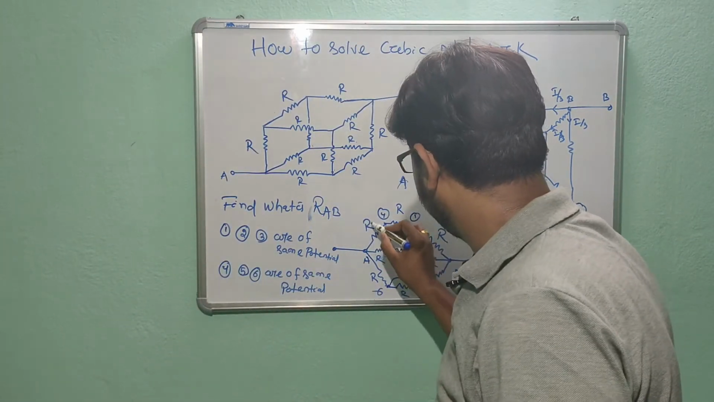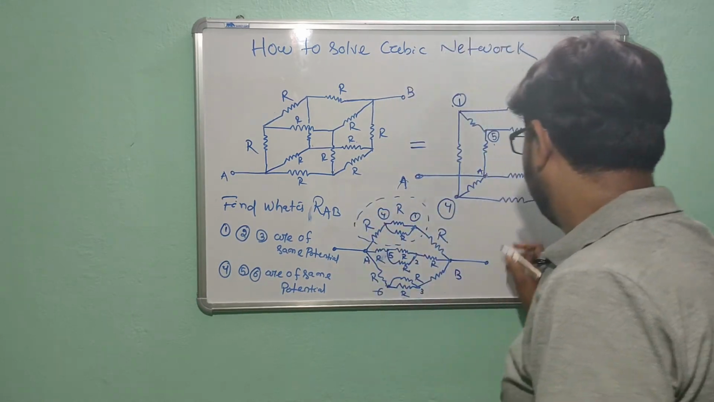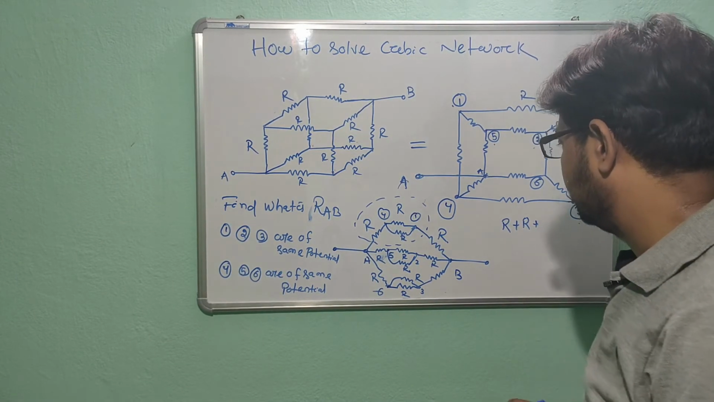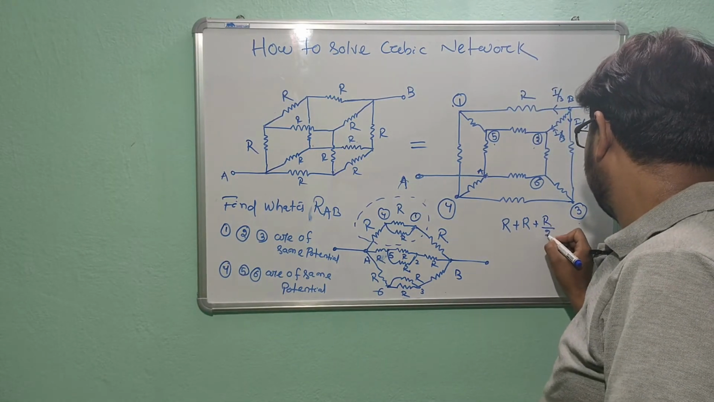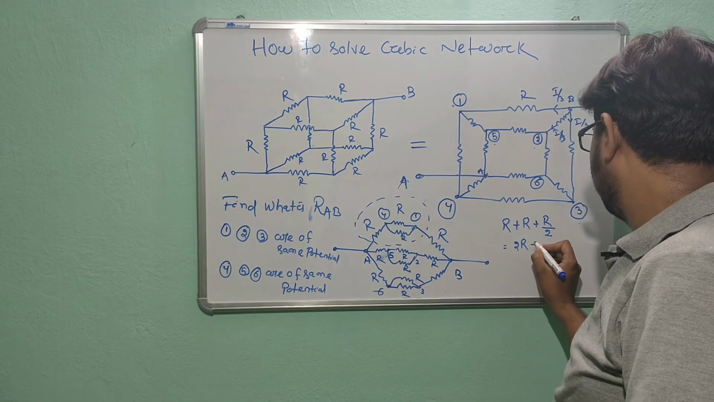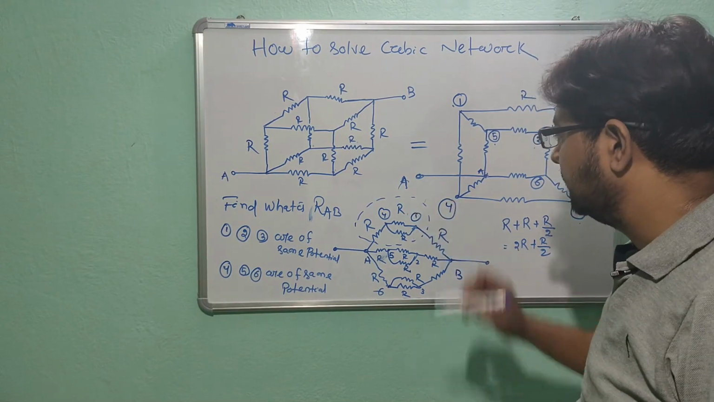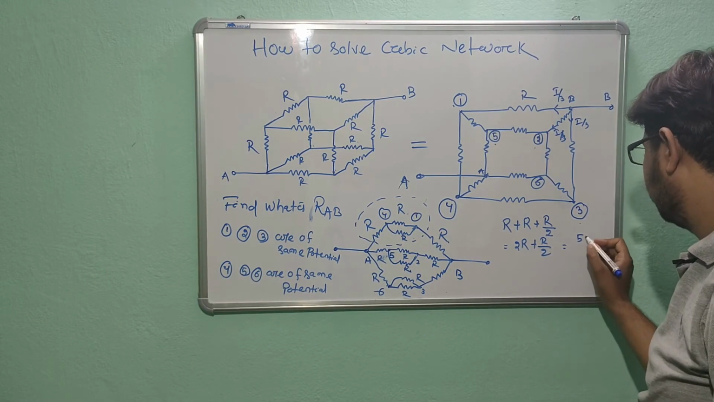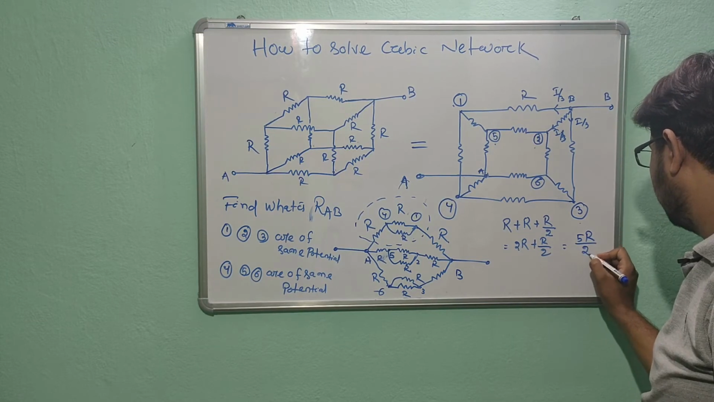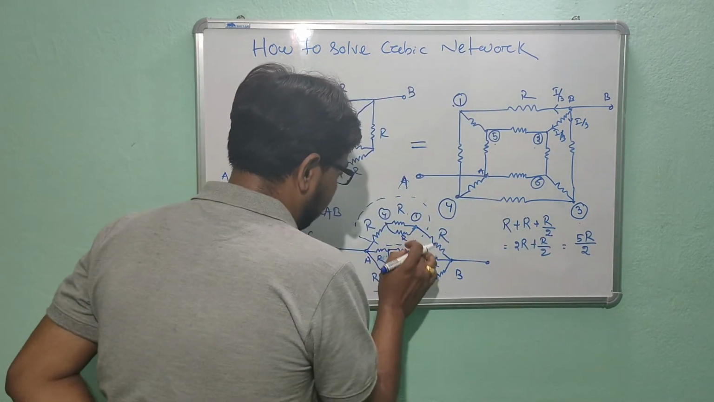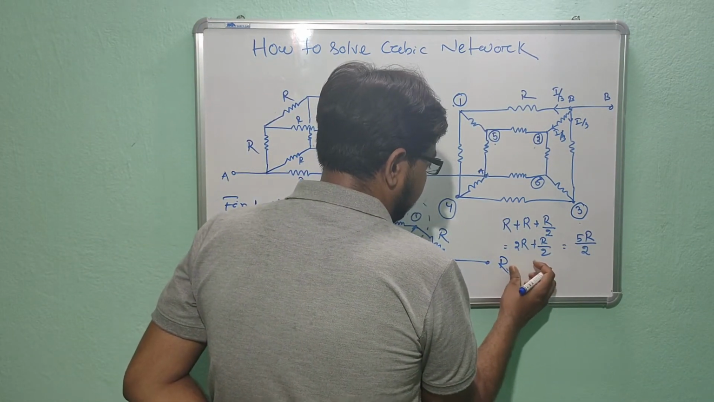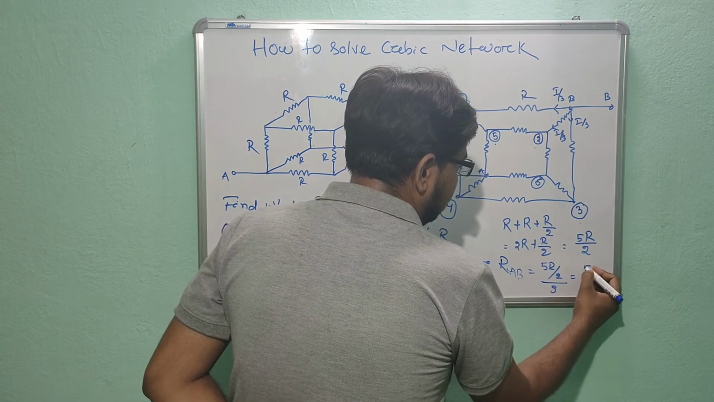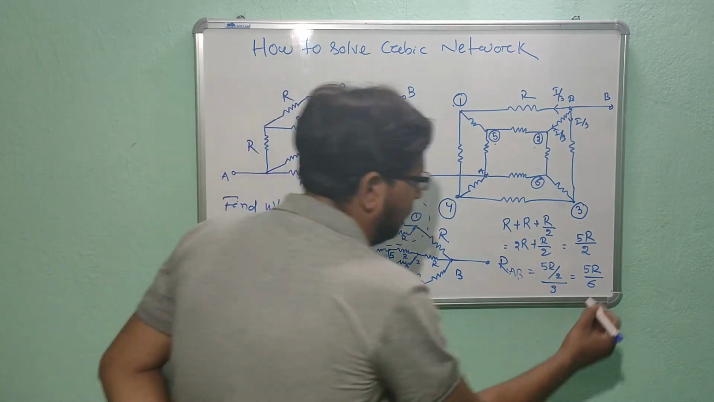So first solve this. What is my resistance? R plus R plus R by 2, that is equal to 2R plus R by 2, because this R and this R are parallel and all are in series. So 5R by 2. Now 1, 2, 3, so R AB is equal to 5R by 2 by 3, that is equal to 5R by 6 ohm.